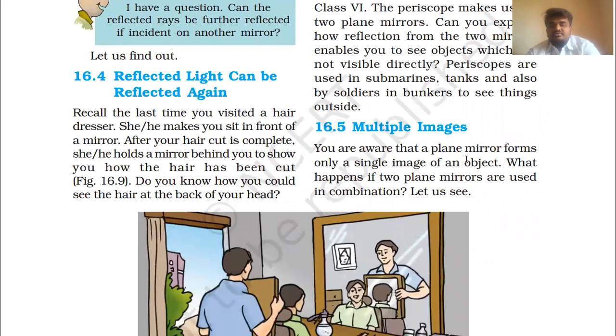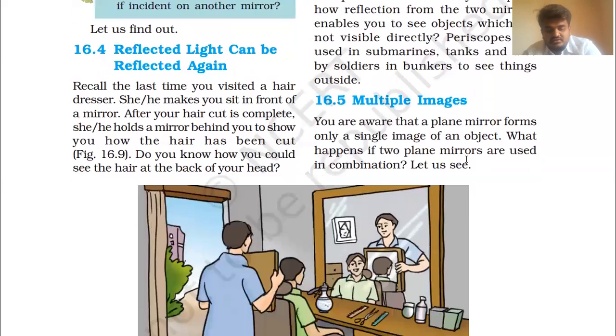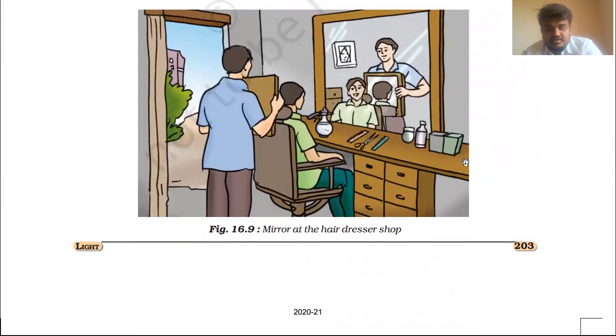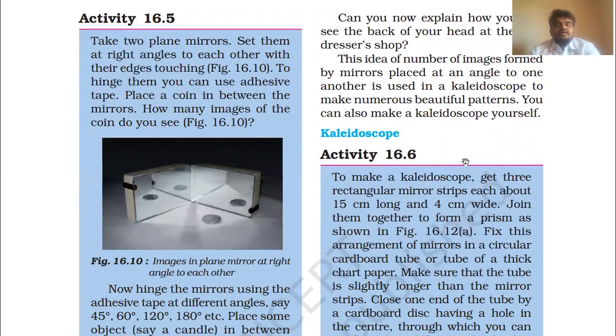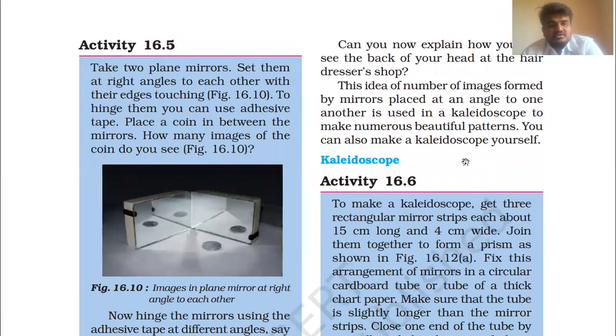So today we will discuss our next topic, that is multiple images. Let's start topic number 16.5, multiple images. You are aware that a plane mirror forms only a single image of an object. What happens if two plane mirrors are used in combination? So how can we use two mirrors in combination? Because we know that in a plane mirror we have a single image only. So for this, let's see activity 16.5.